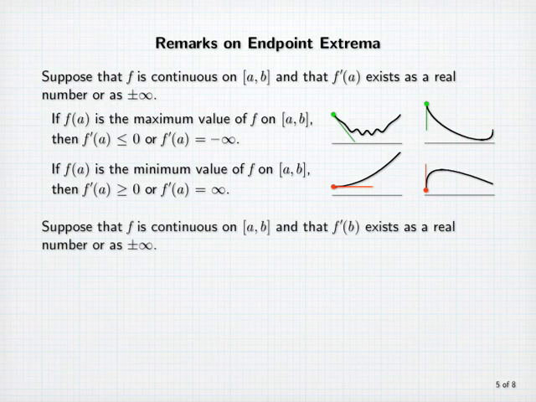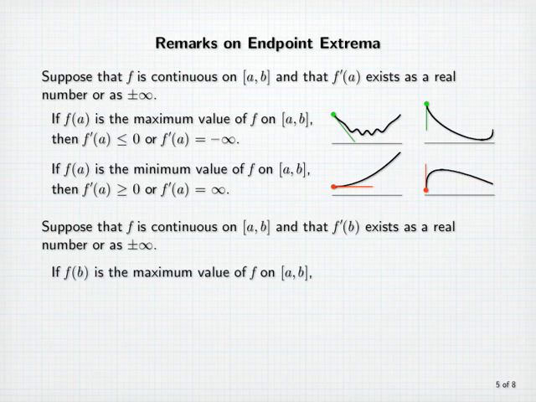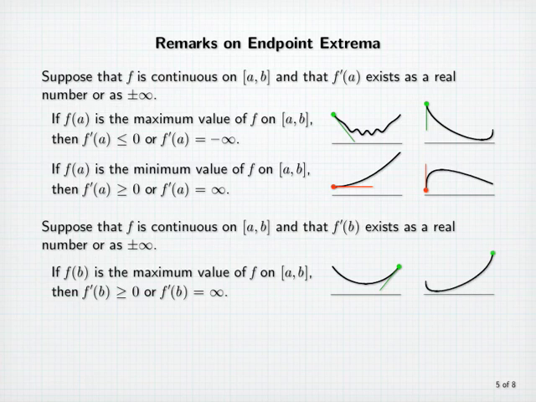Suppose that f is continuous on [a, b] and that f′(b) exists as a real number or as minus infinity or plus infinity. If f(b) is the maximum value of f on [a, b], then f′(b) is greater than or equal to 0, or f′(b) is plus infinity. In this picture, we have a maximum value occurring at the right endpoint. Notice that the slope there is positive. Here, the maximum value again occurs at the right endpoint. The derivative there is plus infinity.